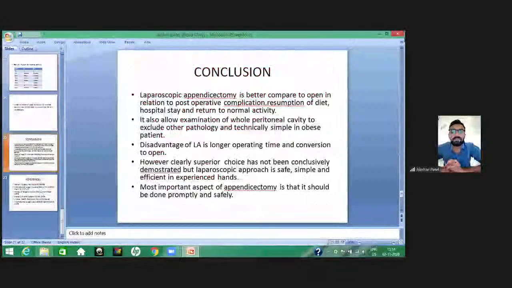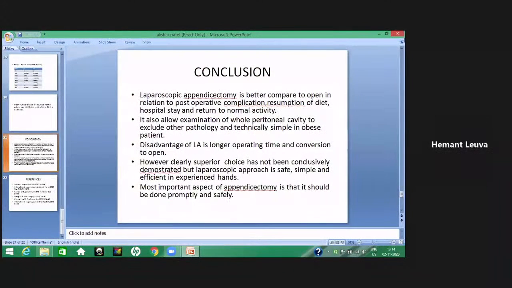Dr. Akshar. Yes, sir. What was your complication rate in open appendicectomy? Sorry, sir. Your wound infection rate in open appendicectomy. Sir, wound infection rate was... You can refer to your slides if you want. Yes, sir. In open procedure, it was 10%, sir, and in laparoscopic procedure, it was 5%, sir.